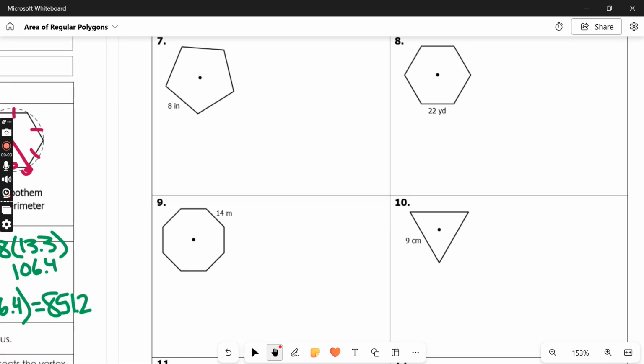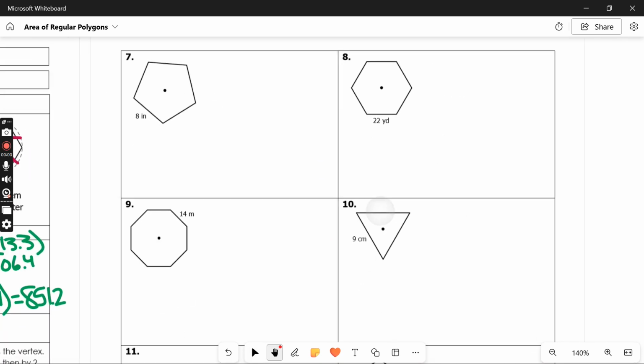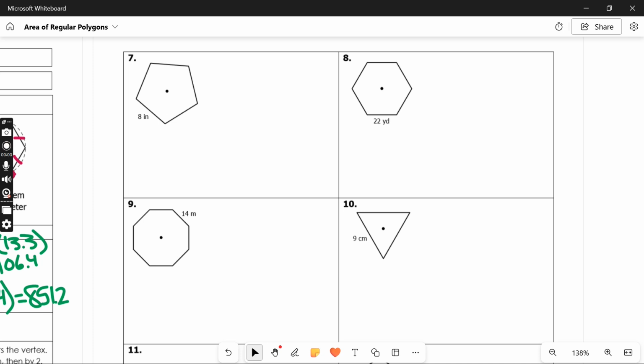Now we have our next set of 4. So we're basically going to do the same thing on this next set of 4. I'm going to do 2 of them, and then you're going to do 2 of them with your group. Okay. On this one, we have the side length, but we are missing our little apothem that goes right here. Okay, so this time we're on 7, 8, 9, and 10. We are looking for the apothem, so we will work this one a little bit differently.